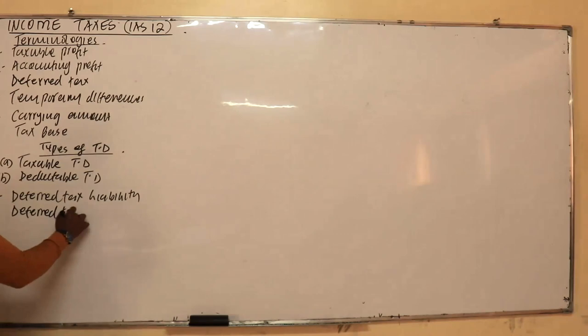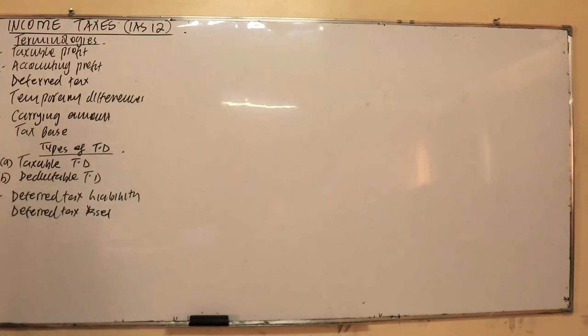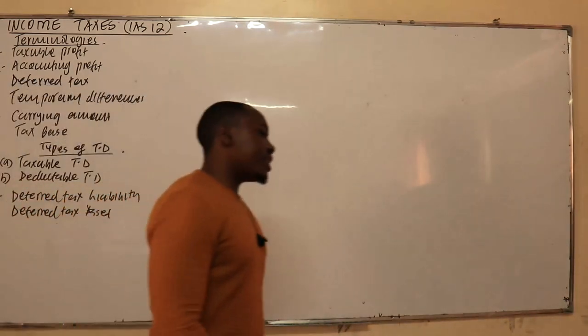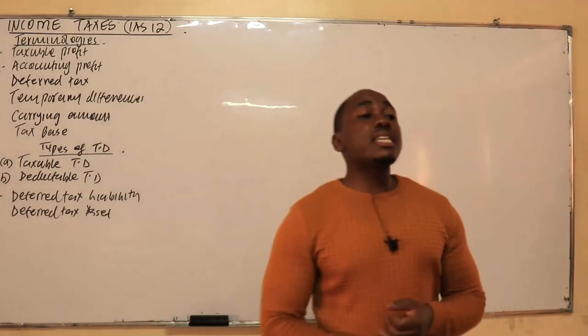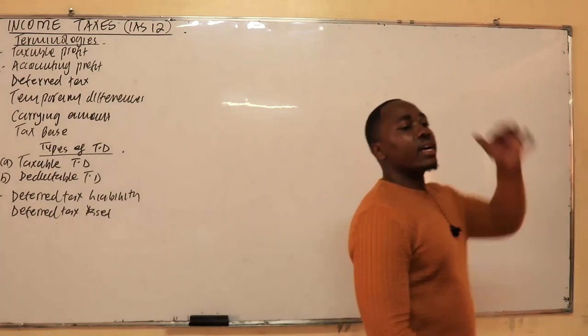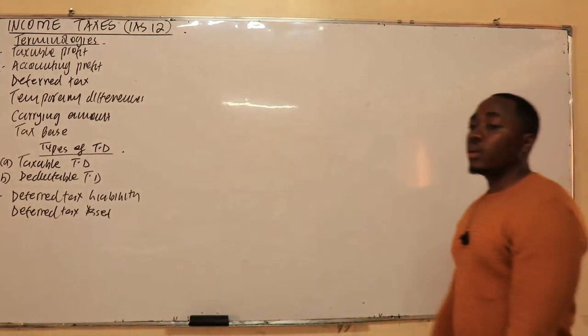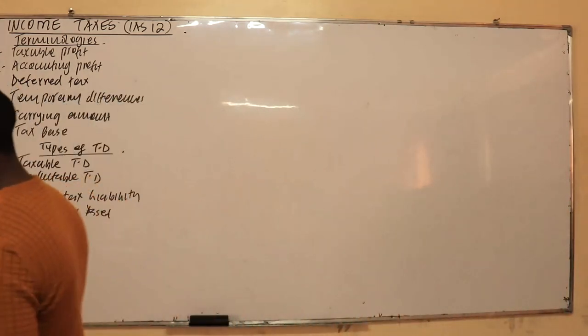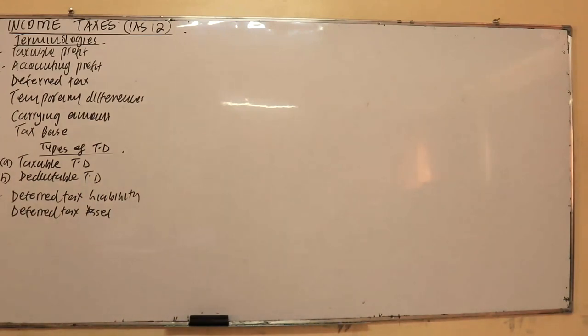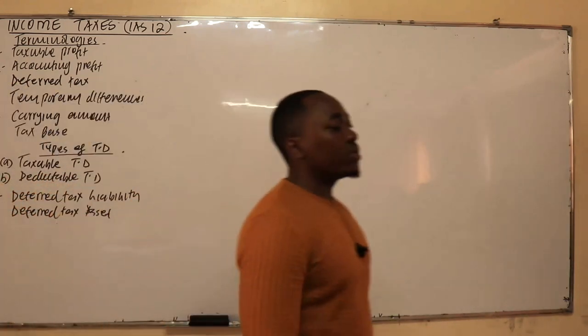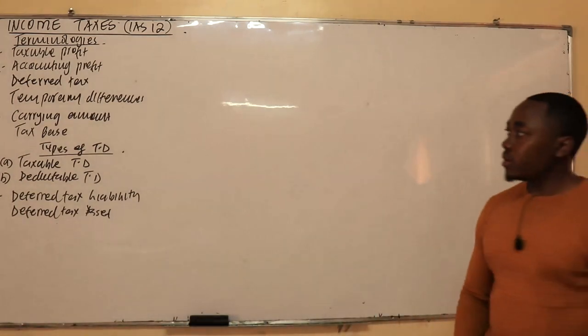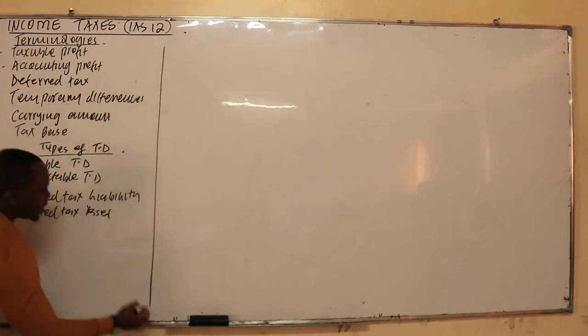Number eight, a deferred tax asset. So what's a deferred tax asset? It can either be an asset, it can either be a liability. This is the amount of tax recoverable in the future, which arises as a result of deductible temporary differences. Good. So that's all about the concept of deferred tax.